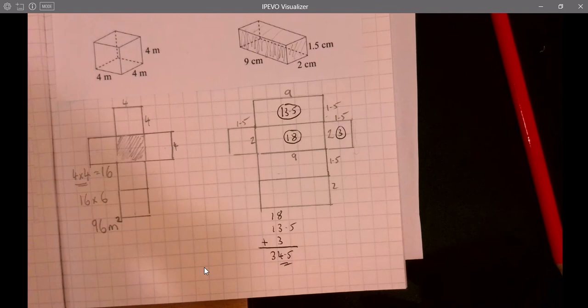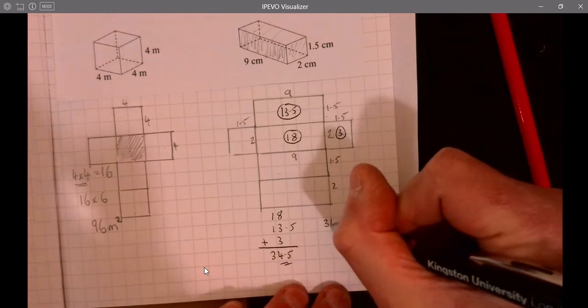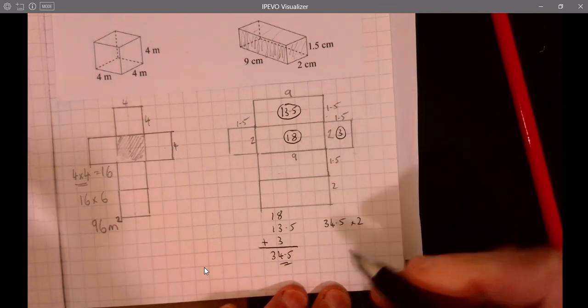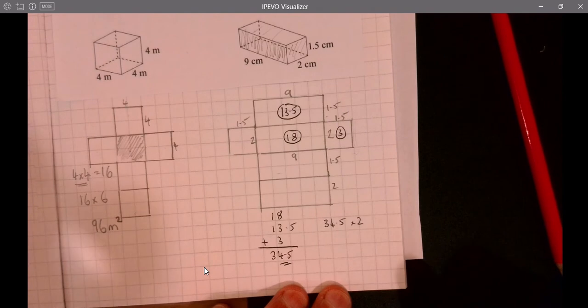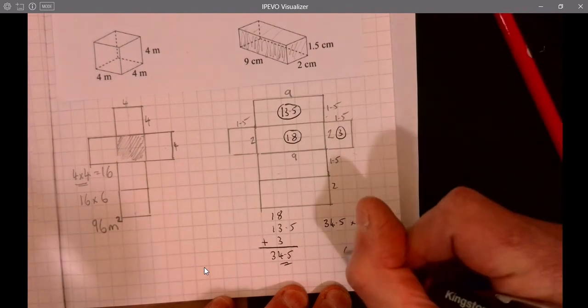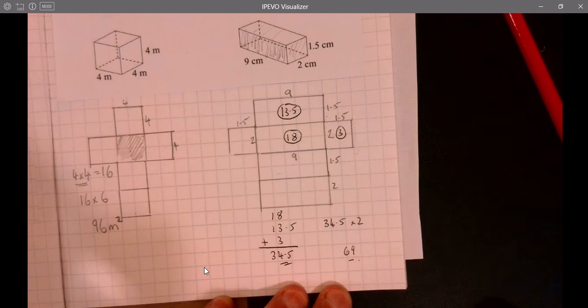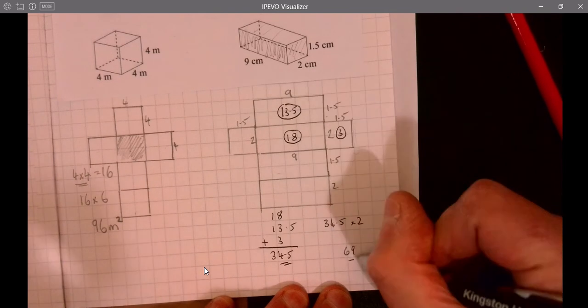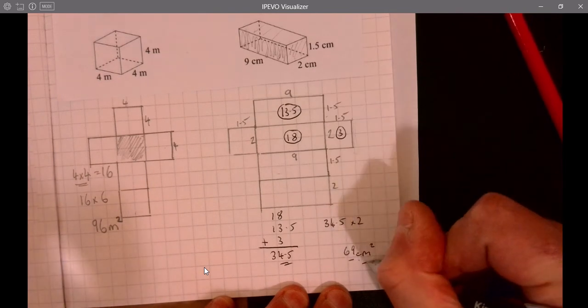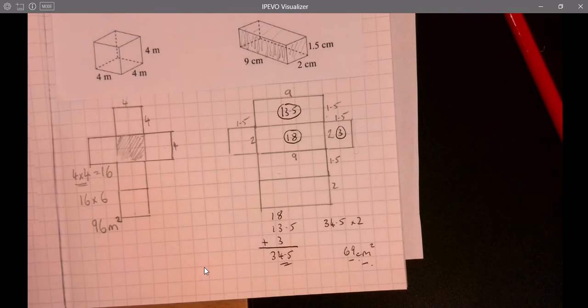34.5. What have we got to do with that? We've got to double it. So 34.5, we're going to double it because everything needs to count twice. So if I double that, that's going to give us 69 centimeters. It's an area, so it's centimeters squared.